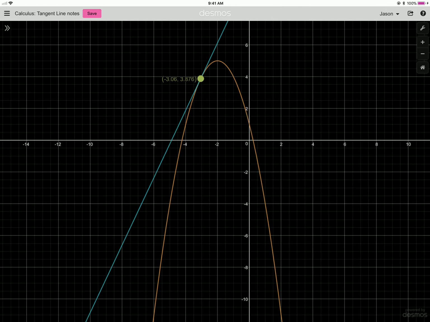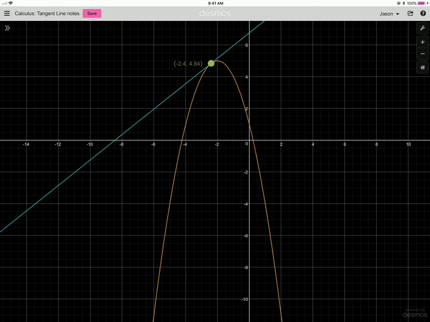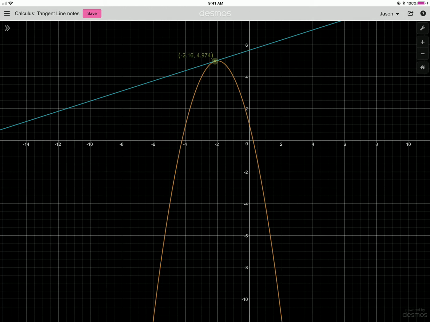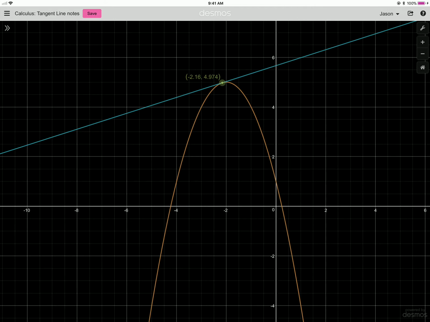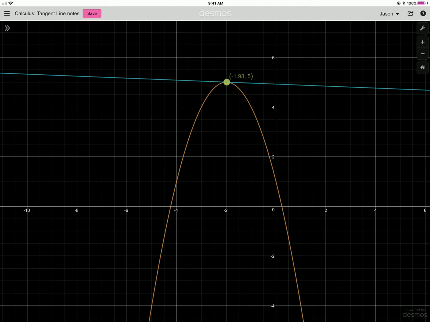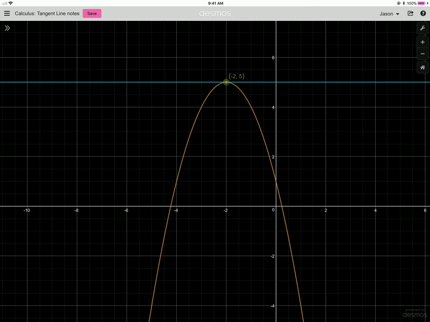So notice it only touches the curve at one spot. Okay? So that's what's going on here. That's why it's got a derivative. That's why it's got an x in the derivative. Let's take a look at this. Like at this x value right here, right at the top of the graph, what would you say the slope of that line is? That slope is 0.